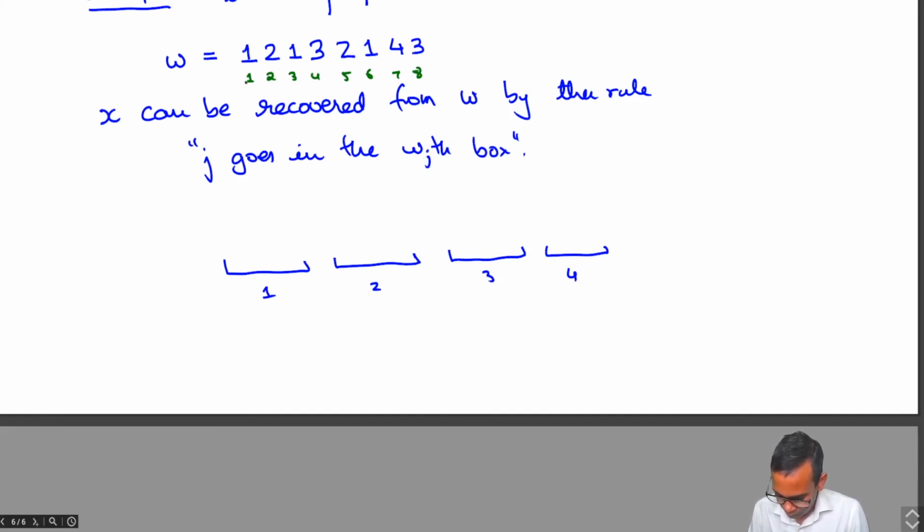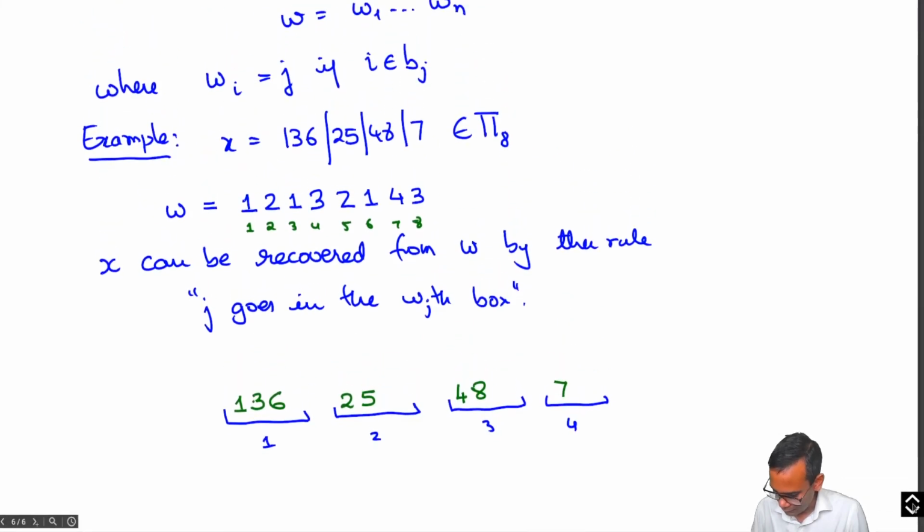So 1 goes into the first box, because this green one appears under the letter 1. So that says 1 goes in the first box. 2 goes into the second box. 3 goes into the first box. 4 goes into the third box. 5 goes into the second box. 6 goes into the first box. 7 goes into the fourth box. And 8 goes into the third box. And you see, this is exactly the set partition that we had started out with: 1 3 6, 2 5, 4 8, 7.